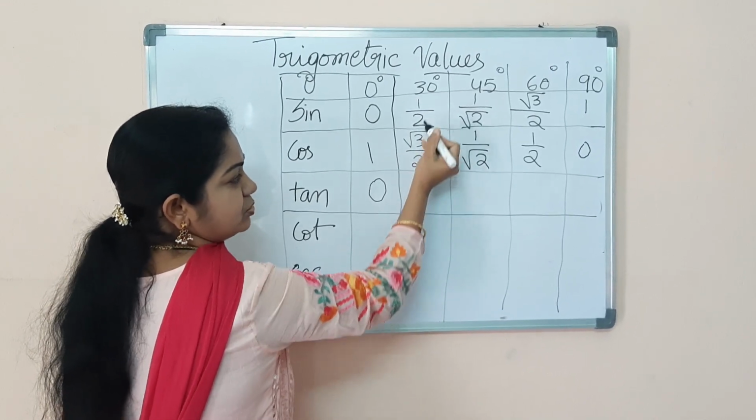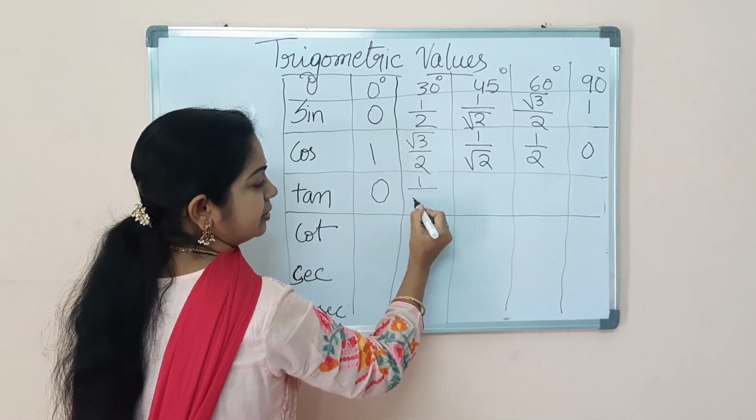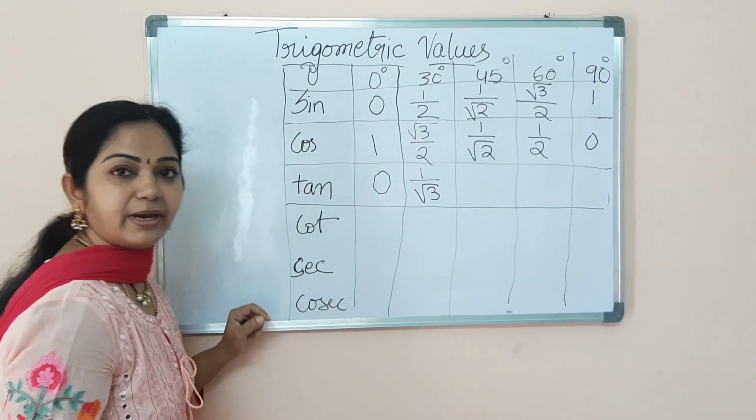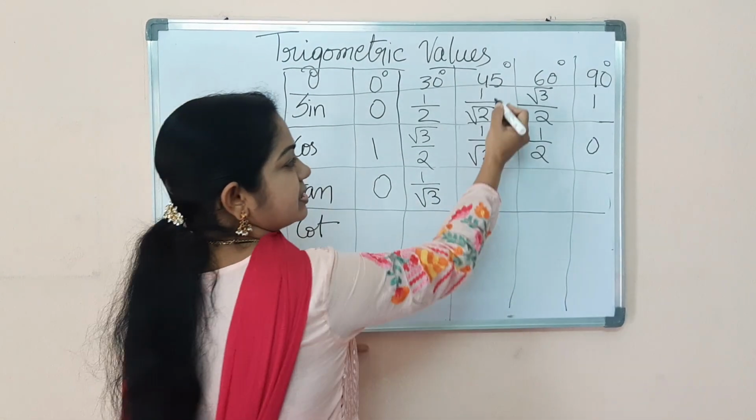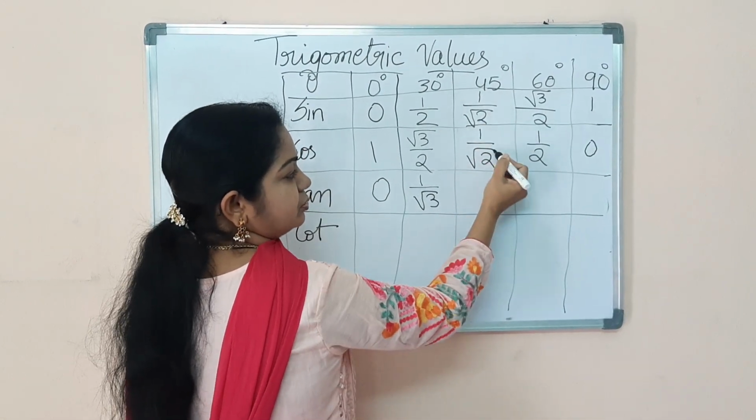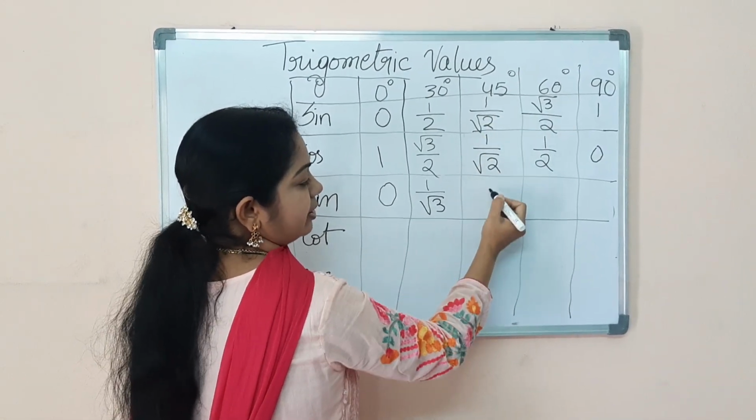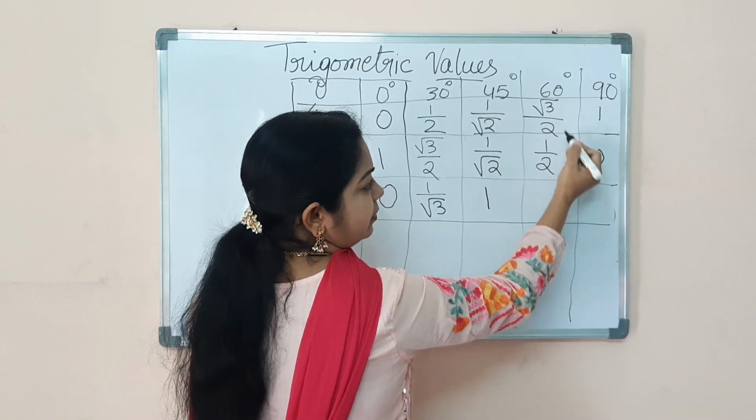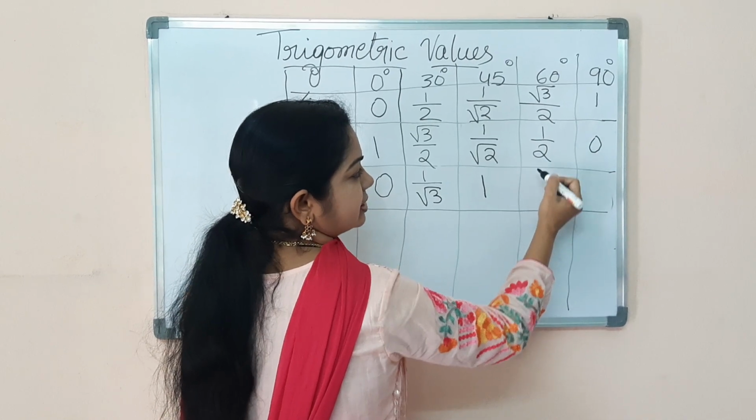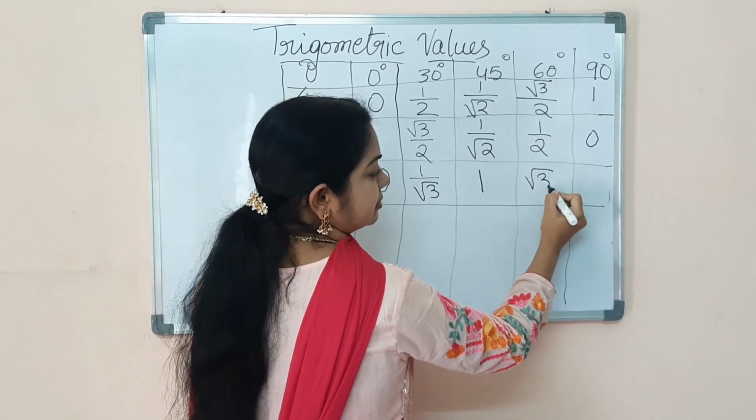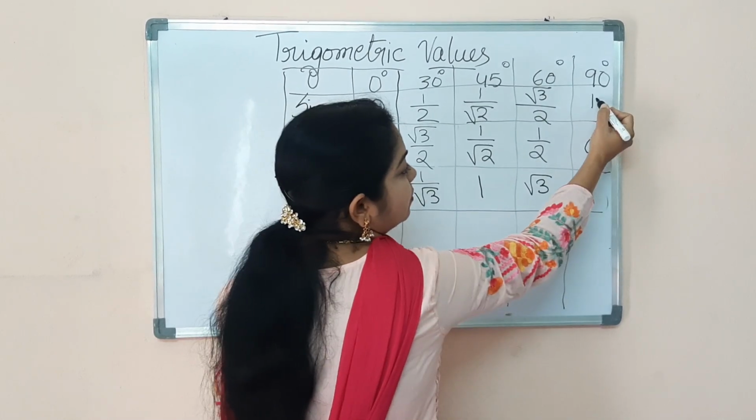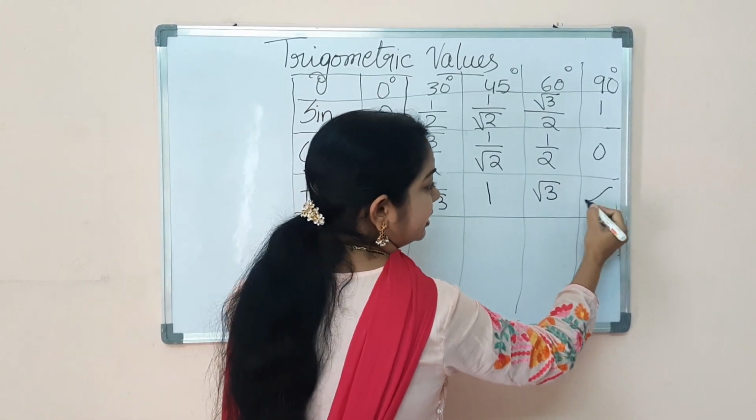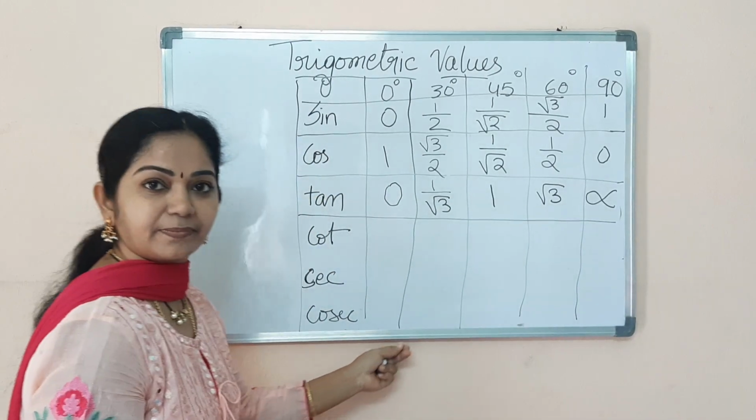We cancel 2 and 2. We get 1 by root 3. That means tan 30 degrees is 1 by root 3. And here, sine by cos again, root 2 cancels. 1 upon 1 is 1. And this, if you divide by 2, we can cancel. Root 3 by 1 comes up to root 3. And 1 by 0 is not defined. That means just take it as infinity.